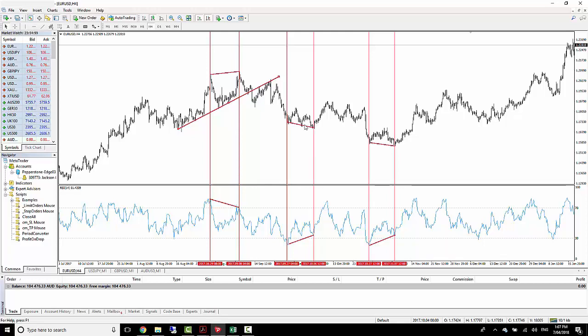Now, typically when we identify divergence, it's not a signal to get in, it's not a trigger, it's not a put-your-house-on-the-market-and-put-all-your-money-on-it type of exercise. All we want to do with divergence is use it as a filter. If we identify divergence, then we may not want to continue going in the direction of that trend, because it signifies weakness. All right, I'll leave that one there.